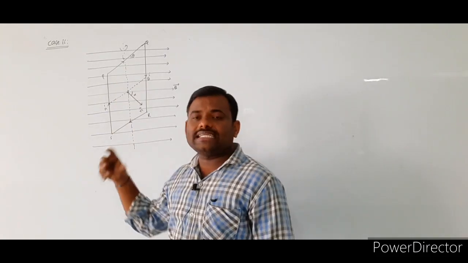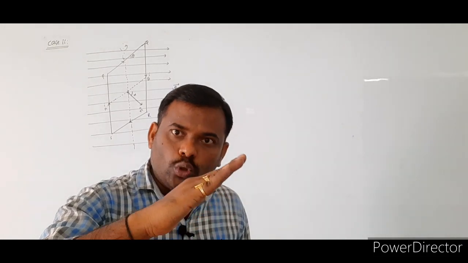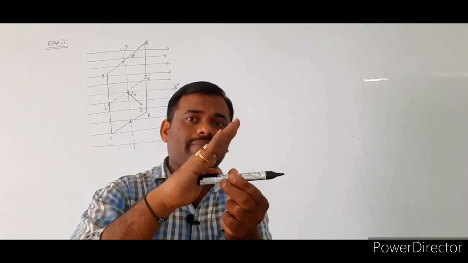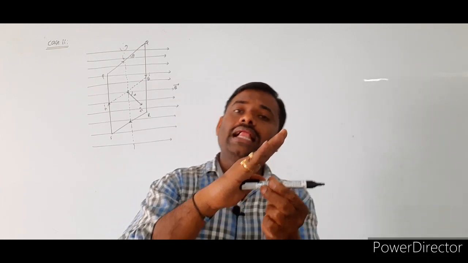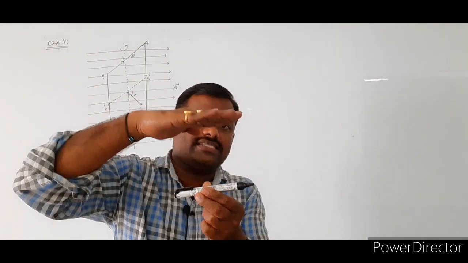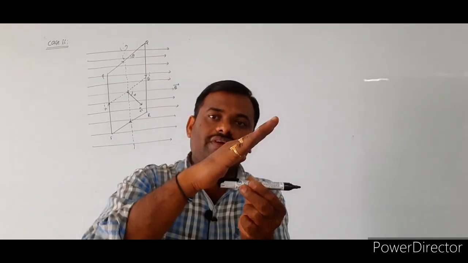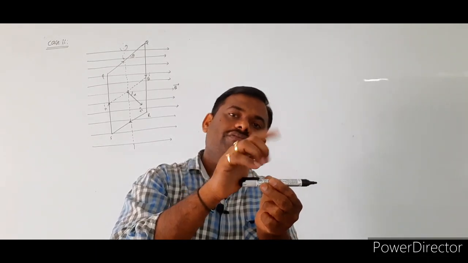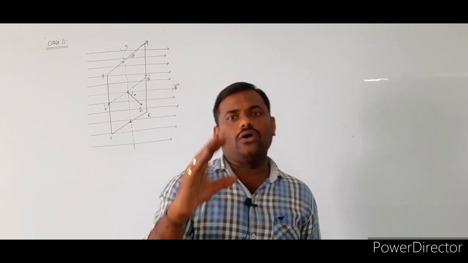So, in this case, what is the difference between the previous case and this case? Here the plane of the loop will be making an angle theta with the direction of the magnetic field. In the previous case, the plane was existing in the direction of the magnetic field. Now, we assume that the plane of the given loop will be making a certain angle with respect to the direction of the magnetic field.